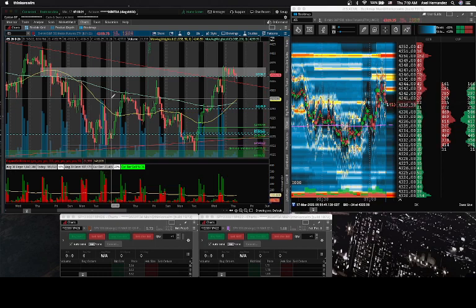Old zones really work though, if I'm being honest. The new zones, current form zones, are way more important than the older ones. And as you should know, the older it gets, the weaker it becomes almost.